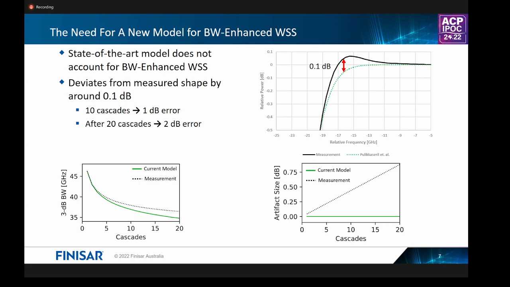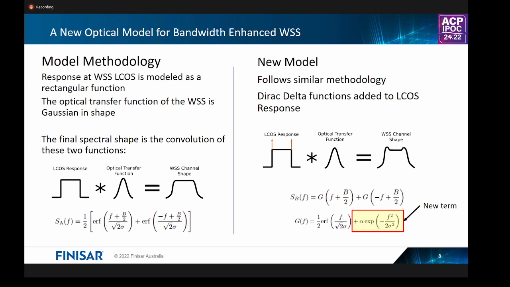If we use this model to try and predict what the 3 dB bandwidth is after cascades, we see quite a big deviation between the model and what is predicted by the measurement. Likewise, if we want to ask, how large does this ear get after cascades? Well, the current model doesn't tell you anything about that. So of course, there is a need for a new model that will correctly describe this artifact, this shape. And that's what this work is about.